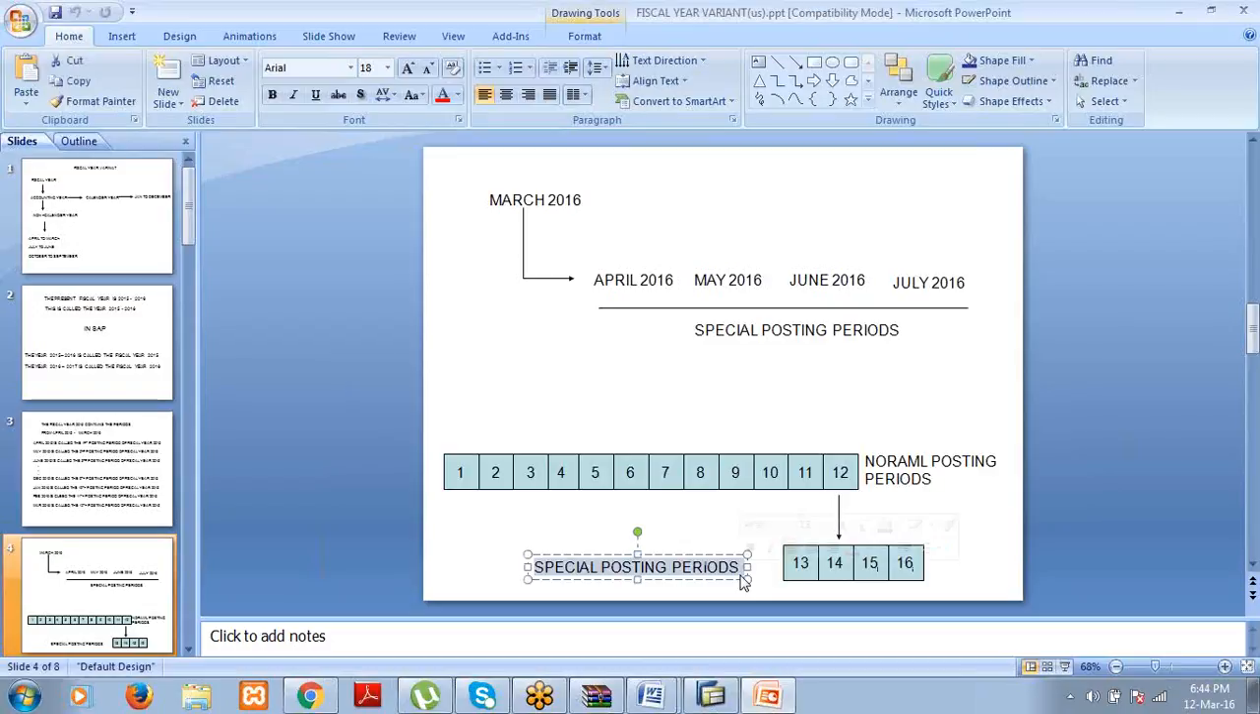So into the normal posting periods, always we post the daily business transactions. And into the special periods, we post the adjustments to the previous books of accounts. And the normal posting periods are mandatory. Remember, the normal posting periods are mandatory, but the special periods are optional. You can have 0 special period, or only 1 special period, or 2 special periods, or 3 or 4. So always the special periods are optional.